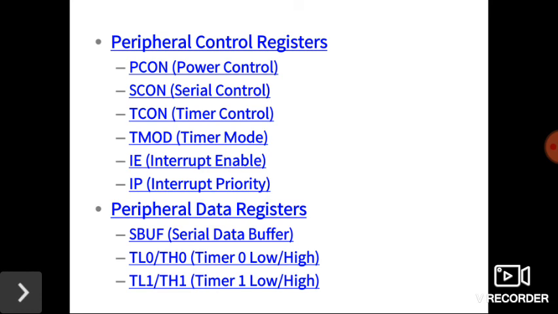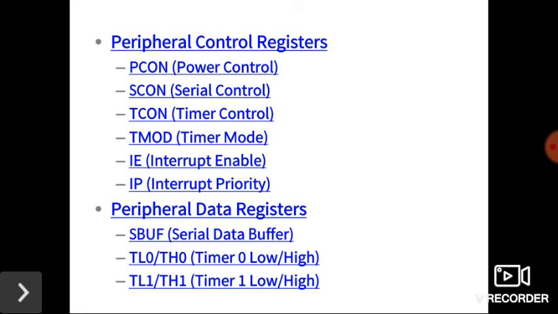Next one is interrupt enable, IE. The interrupt enable register is used to enable or disable individual interrupts. If a bit is set, the corresponding interrupt is enabled, and if the bit is cleared, that means the interrupt is disabled. Bit 7 of the interrupt enable register, that is the EA bit, is used to enable or disable all the interrupts.